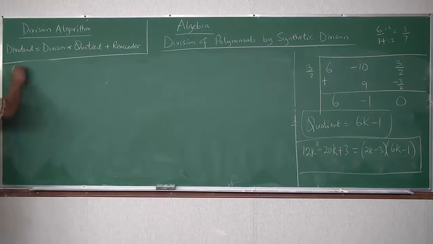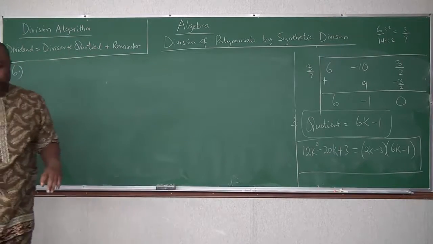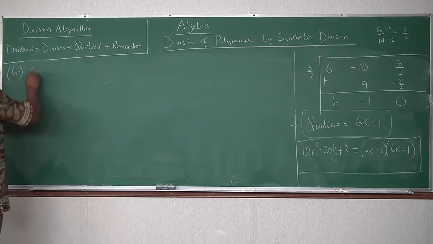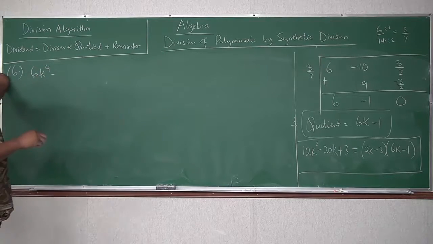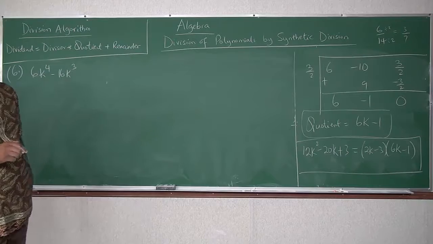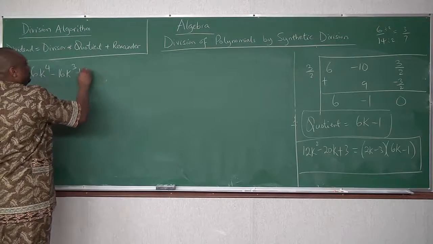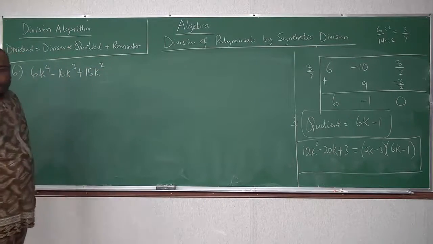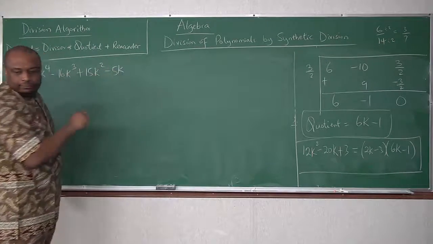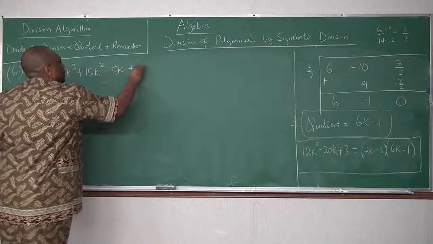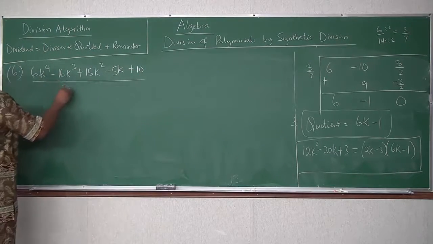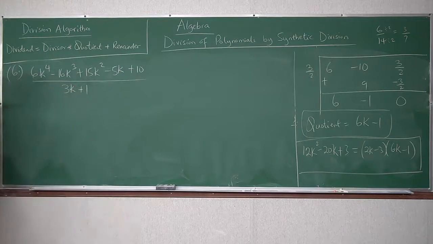So question 6, last but not the least. Question 6, we have 6k to the 4th minus 16k cubed plus 15k squared minus 5k plus 10 all over 3k plus 1. Okay?